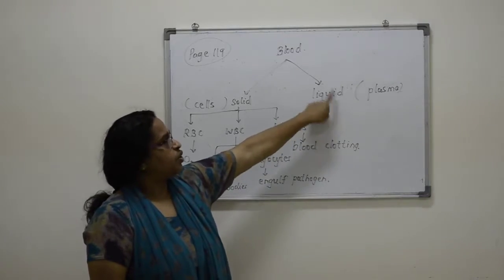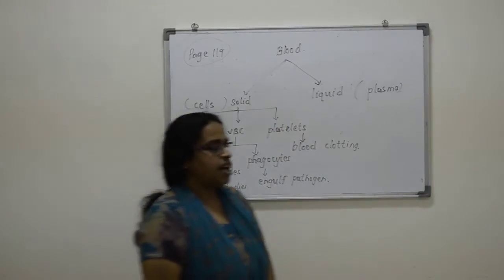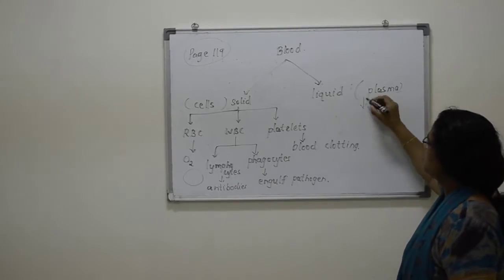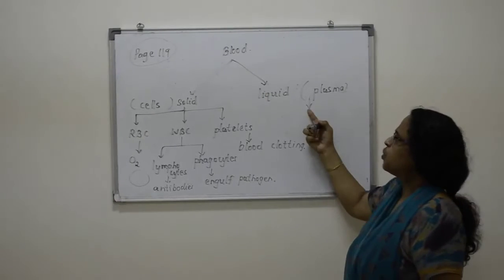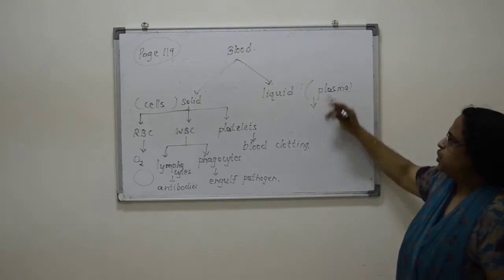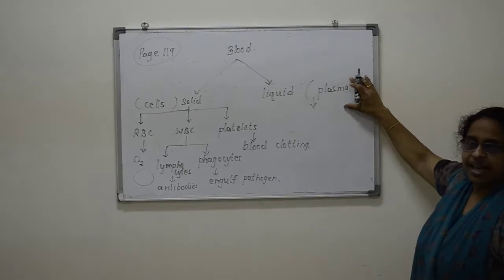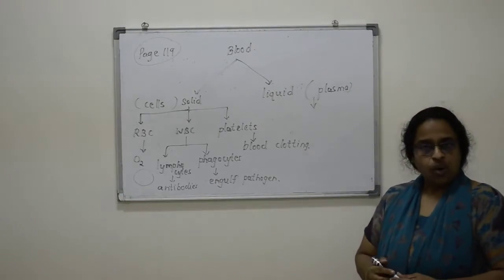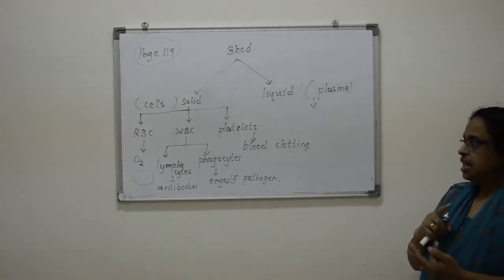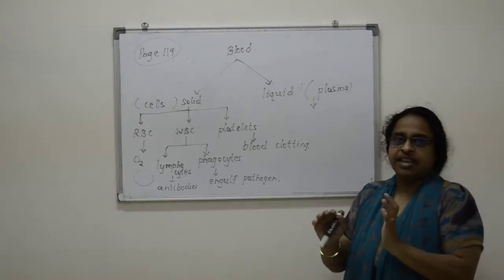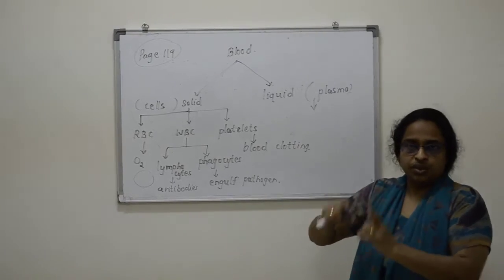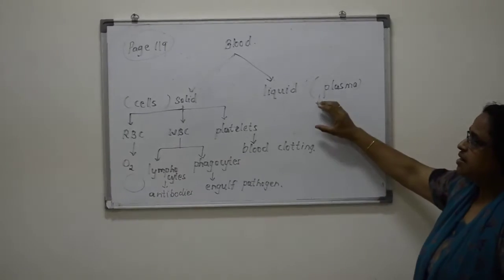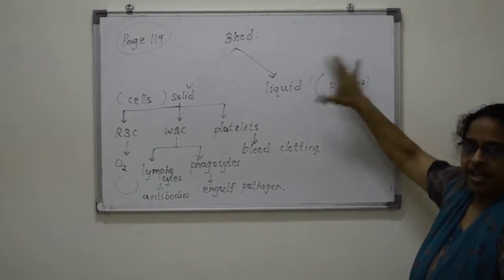The liquid part of blood is known as plasma, and its biggest function is that most things are transported in the blood through this liquid part as dissolved substances, like antibodies, hormones, heat, carbon dioxide, many things. They are transported through the blood in the plasma. Okay, so this is about the components of blood.